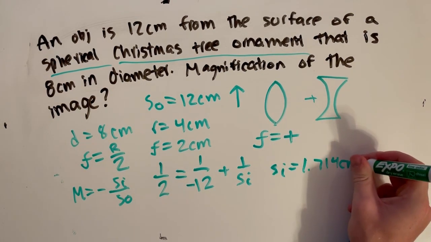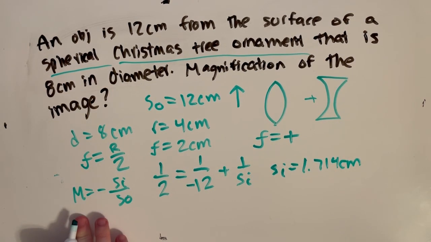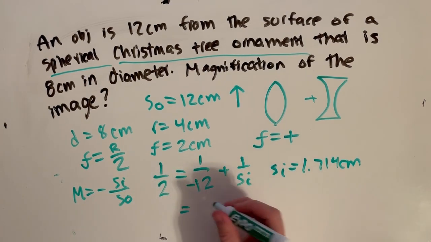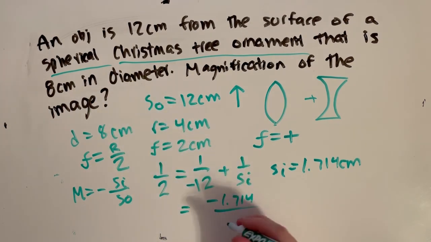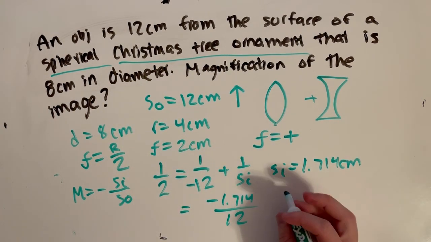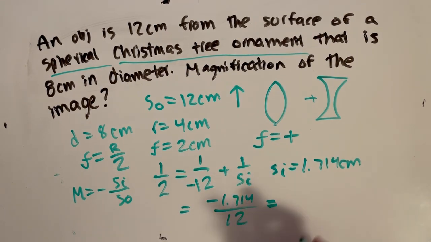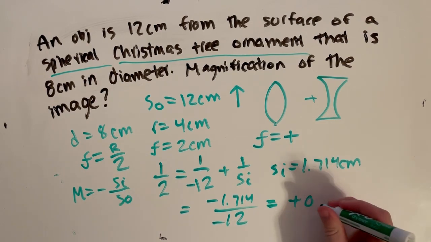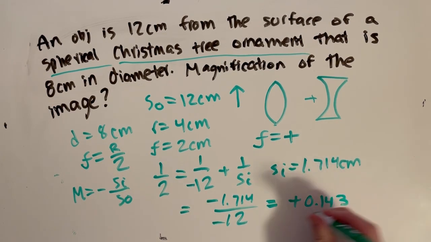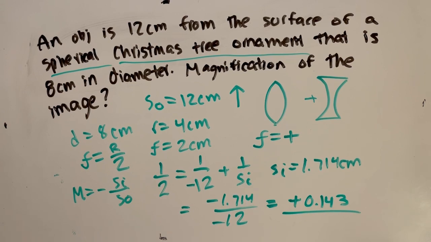1.714 centimeters. Now, we use our magnification equation, so this is going to be negative 1.714 divided by our object distance, which is 12, and this is going to come out to be positive, because remember this is a negative value, positive 0.143, and that's our magnification of the image.